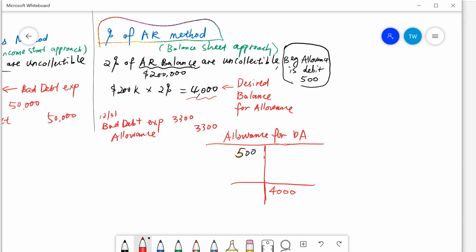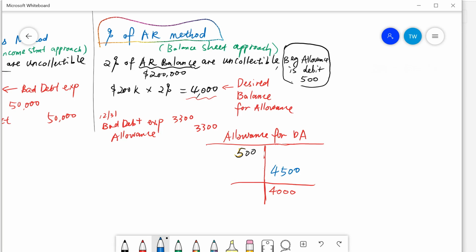Well, you wanted to reach 4,000, but you start with 500 on the debit side. So how much do you need? Since it's 500 on the other side, it's basically a negative 500. So negative 500, add something to reach 4,000. Your answer will be 4,500.